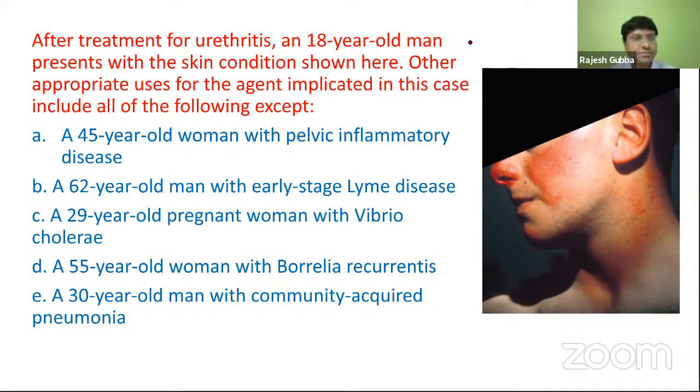Okay. So if you see this question, after the treatment for urethritis, an 18-year-old man presented with the skin condition shown here. Other appropriate uses for the agent implicated in this case include all of the following except, now you see the options. A 45-year-old woman with pelvic inflammatory disease. Second option, a 62-year-old man with early stage Lyme disease. Third option, a 29-year-old pregnant woman with Vibrio cholera. Fourth option, a 55-year-old woman with Borrelia recurrentis. Fifth option, a 30-year-old man with community acquired pneumonia.